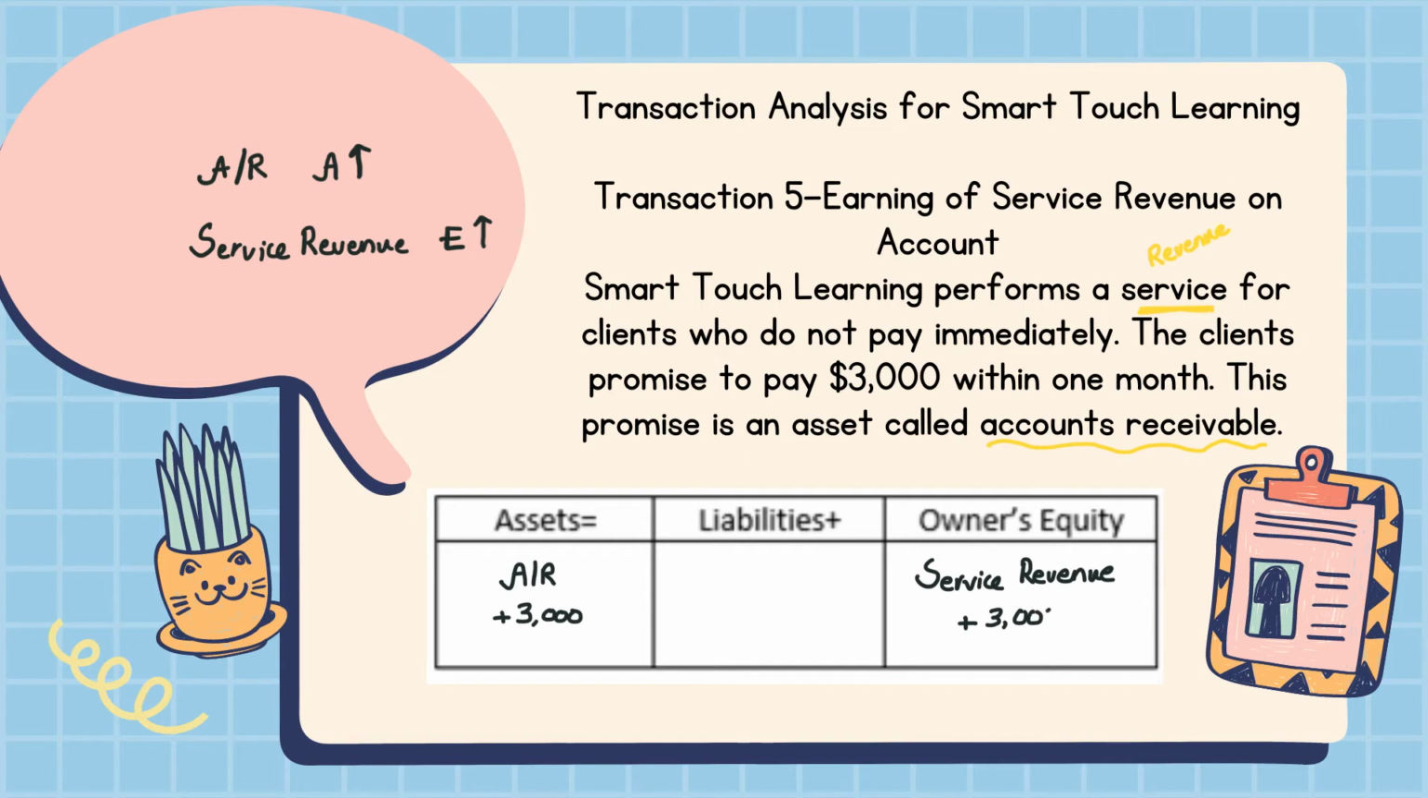As you can see, accounts receivable is before the equal sign and service revenue is after the equal sign, so they should go in the same direction. They will go up or they will go down together, but if both accounts are under one side, they will go in opposite directions to keep the equation balanced.